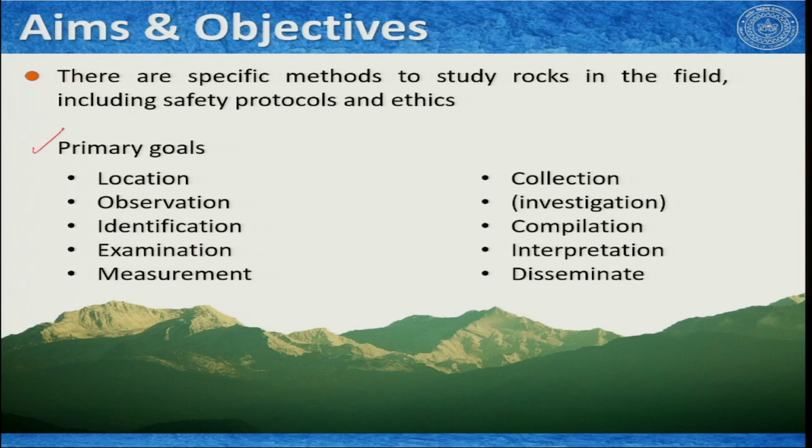The basic aims and objectives of any field study is essentially a function of the research question, but that is essentially a professional field trip. But to understand the basic ideas, the training that we need, we generally try to sequence our activities in the following actions. These are written here under primary goals. Of course, we select a location, then we observe things, we identify, we examine whether what we are observing is right or wrong, and then we measure, we collect different data from this field. These collected things are again investigated, then we compile our observations, we try to interpret, and finally we disseminate our findings through some report.